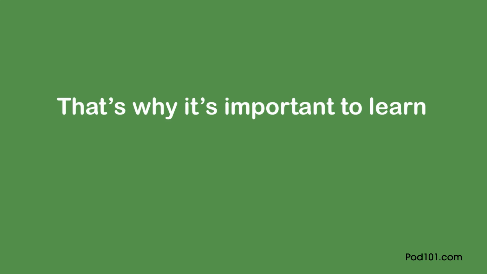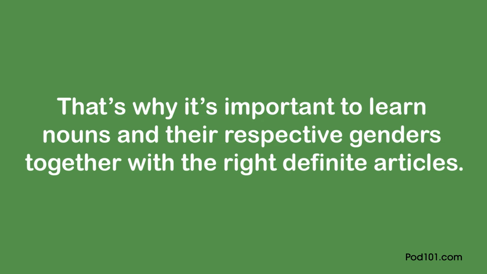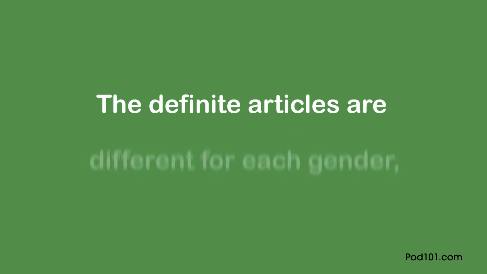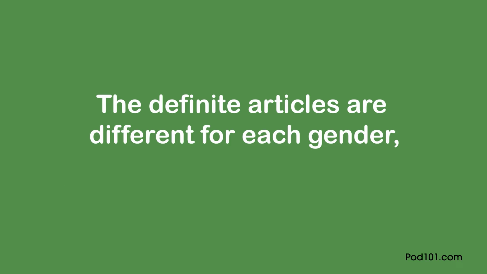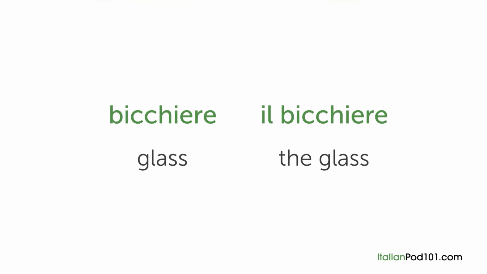That's why it's important to learn nouns and their respective genders together with the right definite articles. The definite articles are different for each gender, so they'll help you remember. For example, take bicchiere, meaning glass, which is in that third category of nouns ending in E. The right article for bicchiere is il, so il bicchiere is masculine.